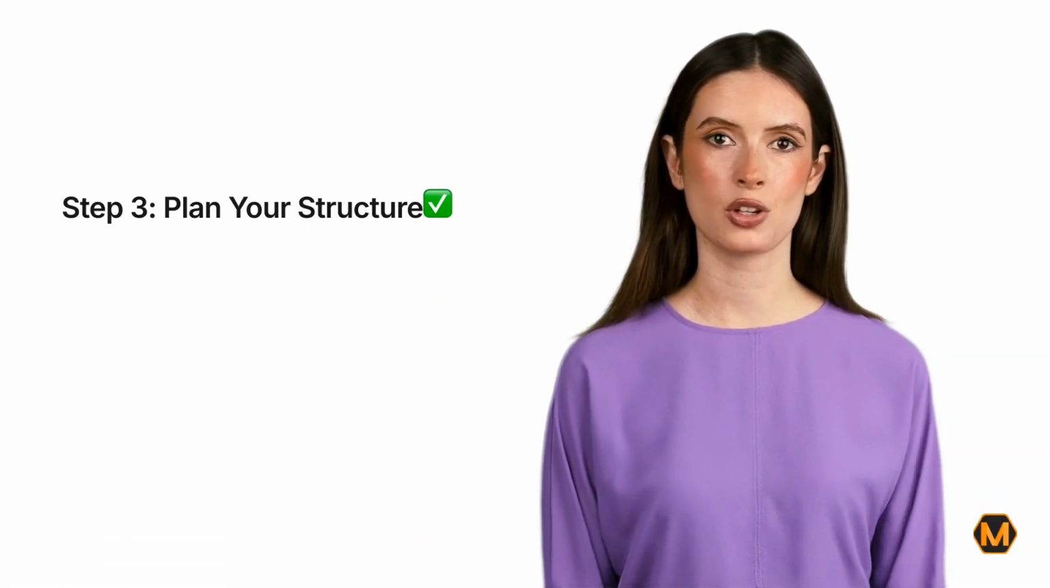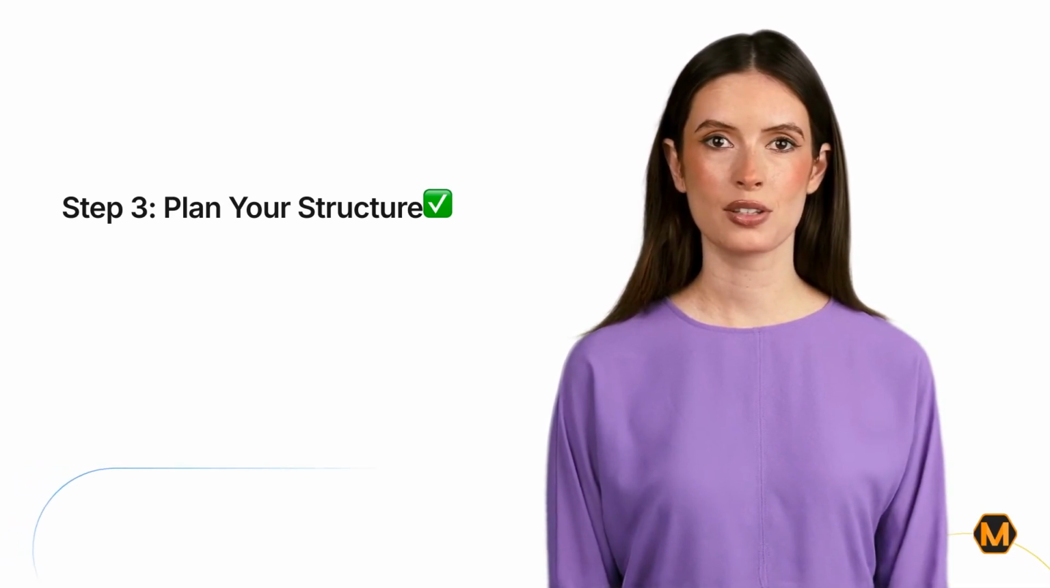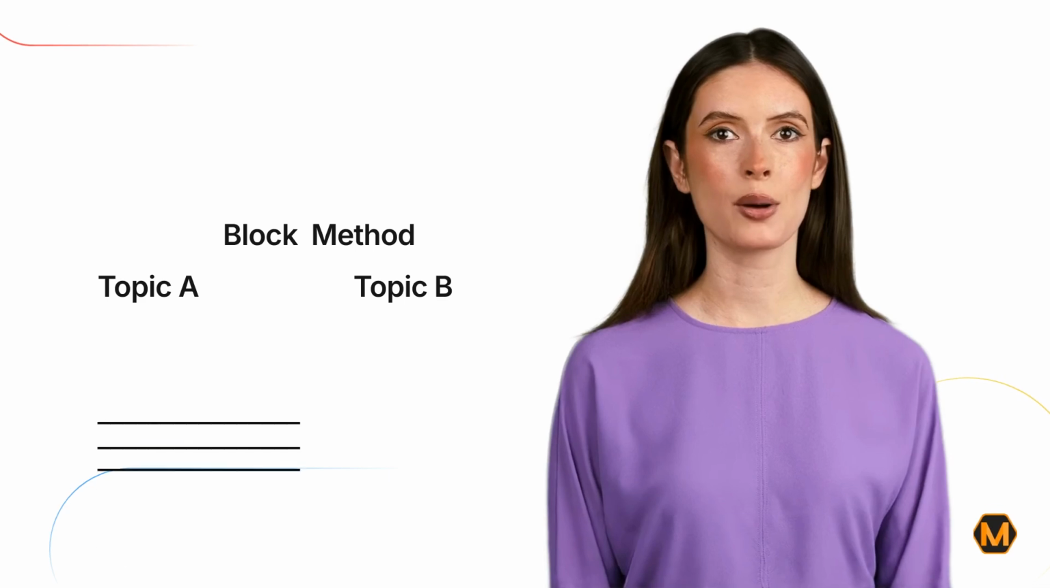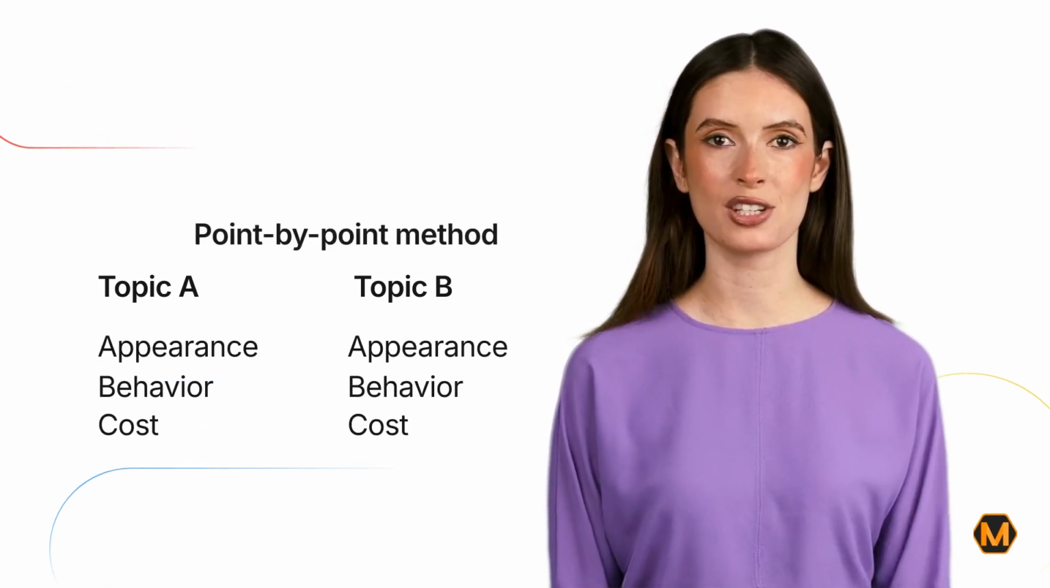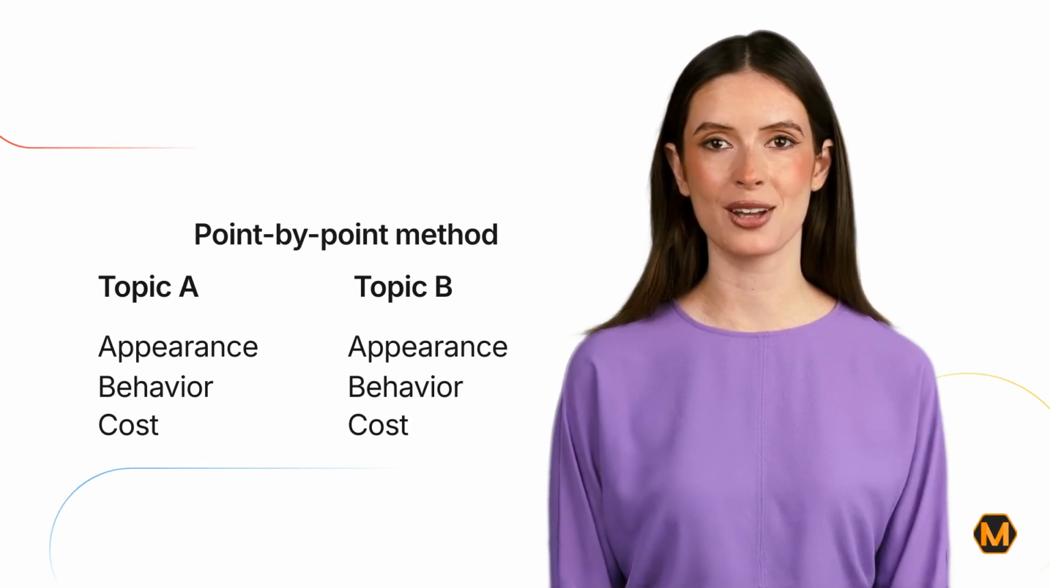Step 3. Plan your structure. You have 2 main options. Block method, talk about all of topic A first, then all of topic B. Point-by-point method, compare one feature at a time, like appearance, behavior, cost, etc.